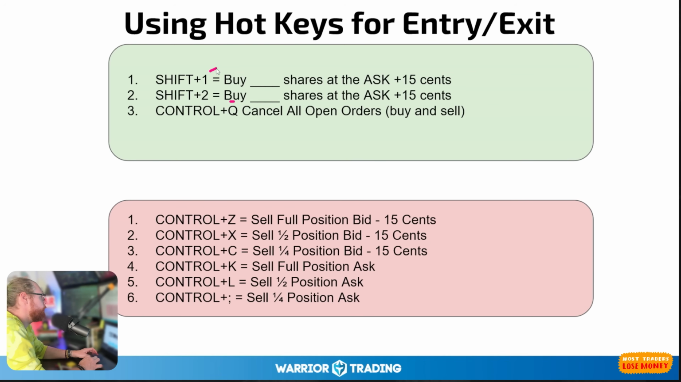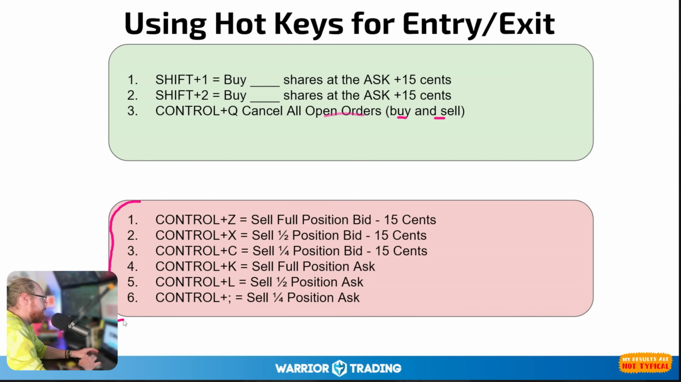So historically, I've used 1,000, 2,000 share positions. Recently, I've reduced these to 250 and 500 shares just to accommodate the fact that in a lighter volume market, I've got to be a little more careful. Hotkey number 3 is Control plus Q. This cancels all open orders, buy or sell. It just cancels all the orders.